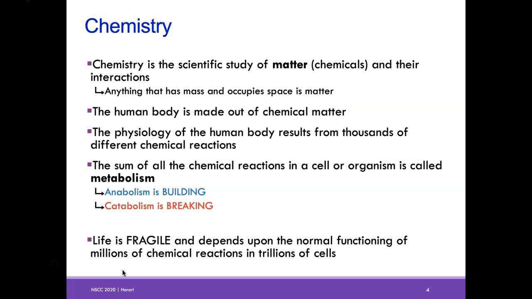Life is very fragile, as we know. Life as we know it depends upon the normal functioning of millions of these different kinds of chemical reactions in trillions of cells at all times of the day.